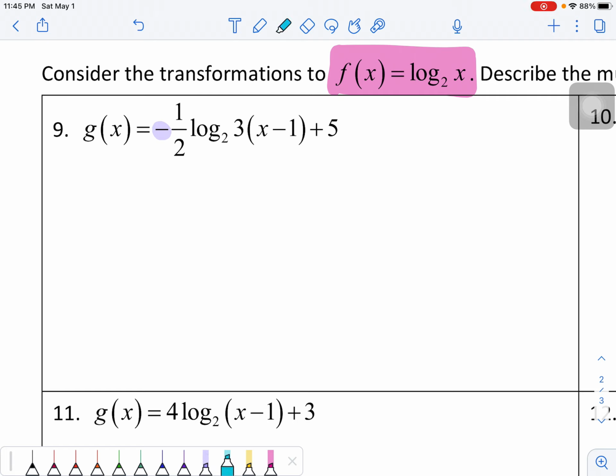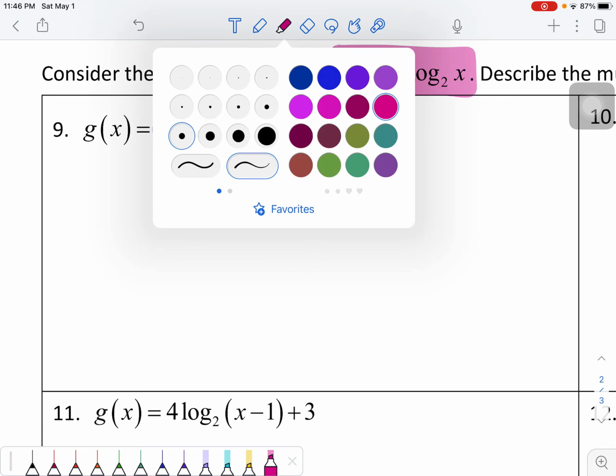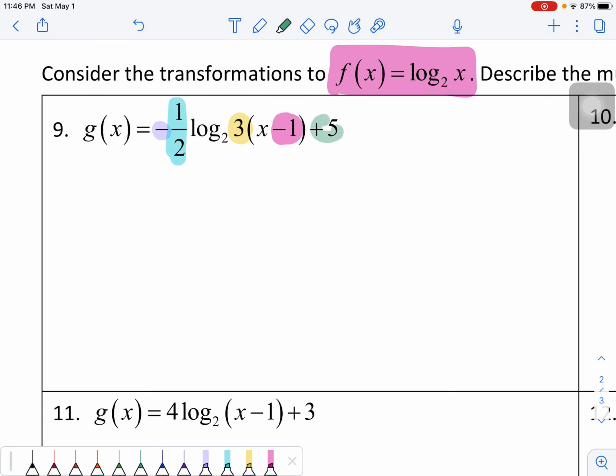All right, so we have a negative. We have a 1/2. We have a 3 here. We have a -1 here, and I did run out of highlighter colors, so let me go grab another one. And we have a +5 at the end. So if I look at everything, the stuff that is not highlighted, log base 2 of x, everything else is some kind of transformation. All right, now I'm just going to start working my way from left to right. So I'm going to start with the negative, do the 1/2, the 3, the -1, and then the +5.